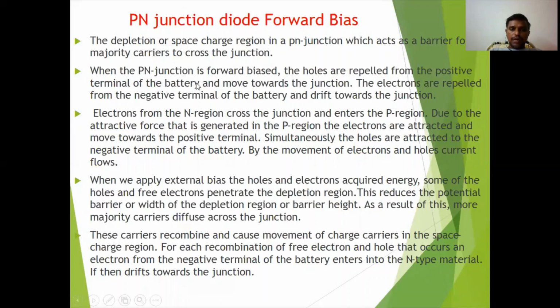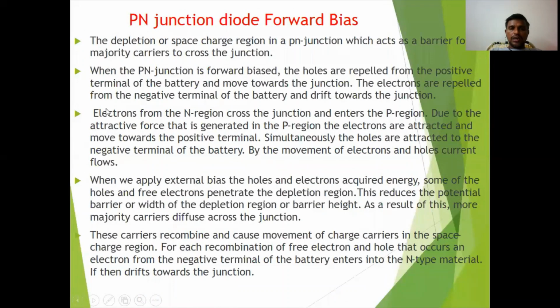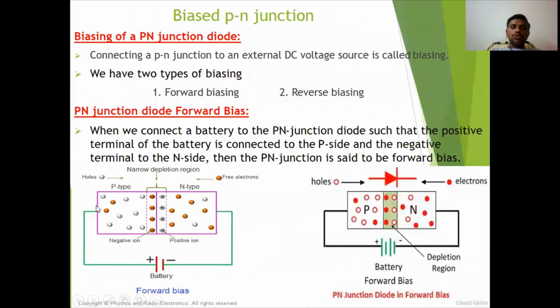positive terminal of the battery. So the holes will be repelled by the positive terminal of the battery, and they will move towards the junction. Similarly, the electrons will be repelled from the negative terminal of the battery, and they will move towards the junction.